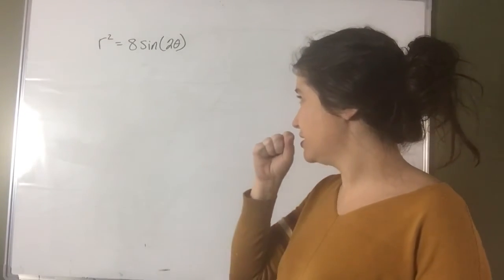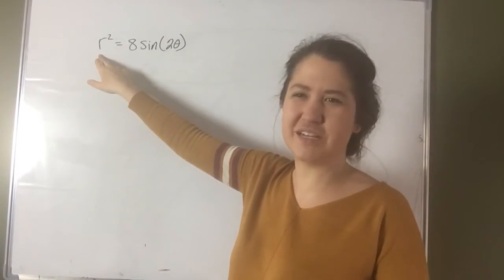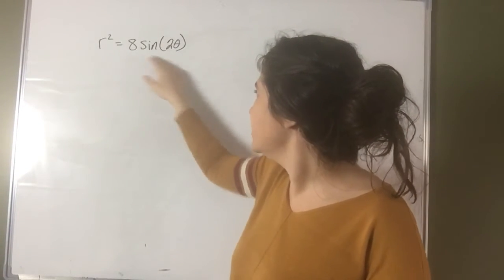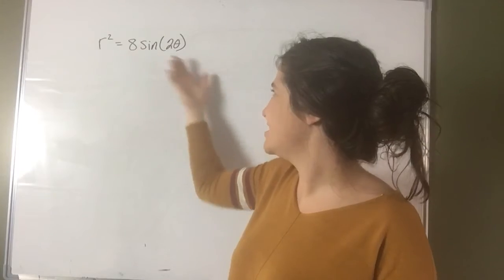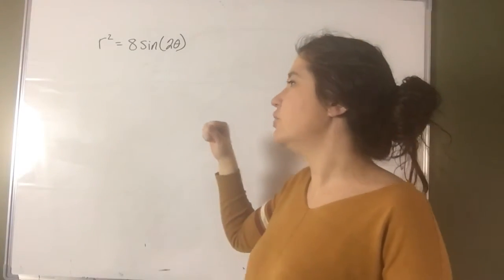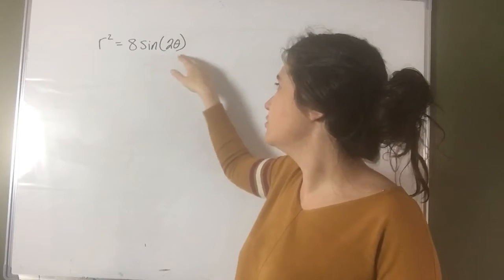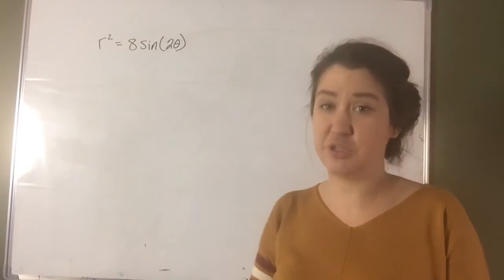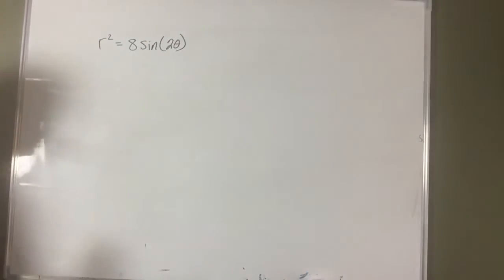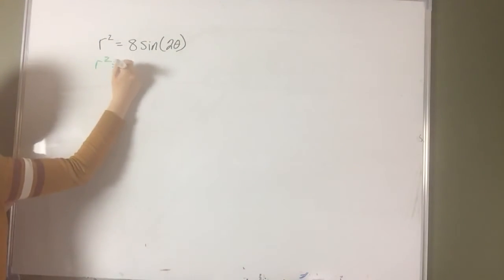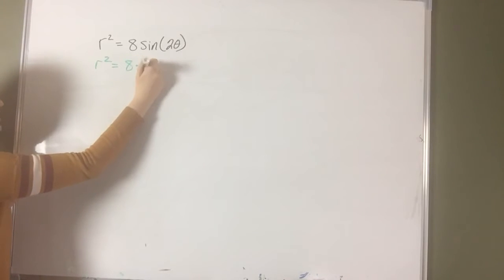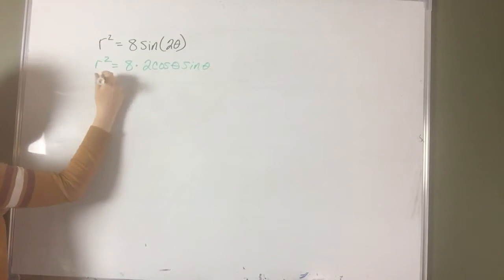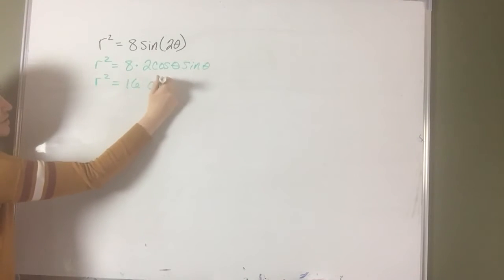Alright, so looking at this, r squared, we know that that's equal to x squared plus y squared, but we're kind of stuck over here, right? What do we do with 8 sine 2 theta? One thing you need to realize is that sine 2 theta is a double angle. We have a double angle formula for that, and it will help us if we use it. So let's start by applying the double angle formula and rewriting this as r squared equals 8 multiplied by 2 cos theta sine theta. So what we have now is r squared equals 16 cos theta sine theta.